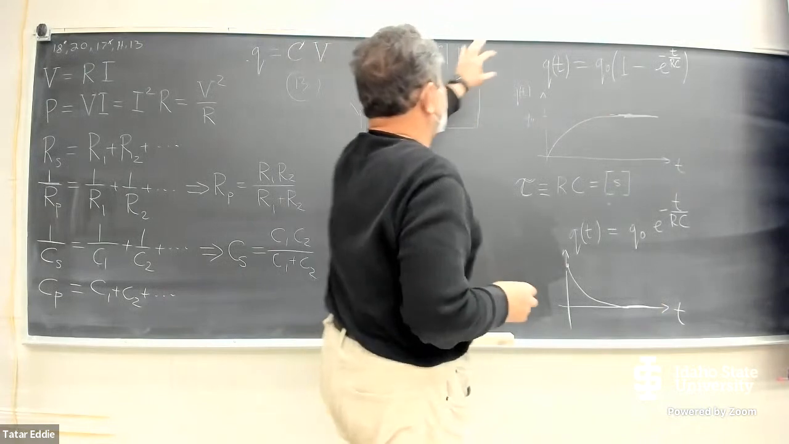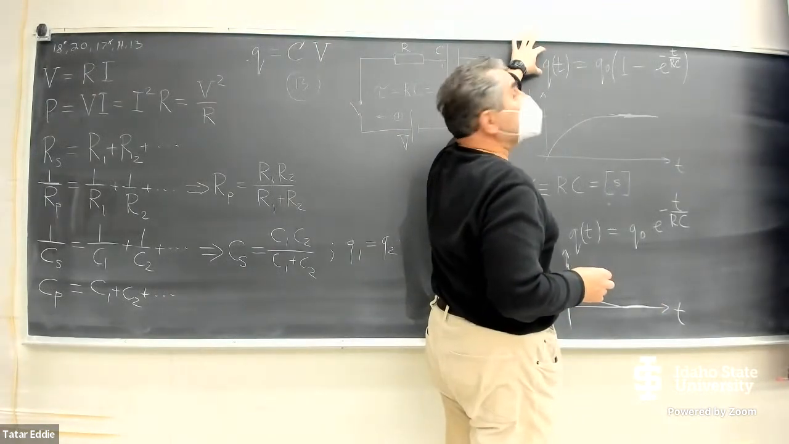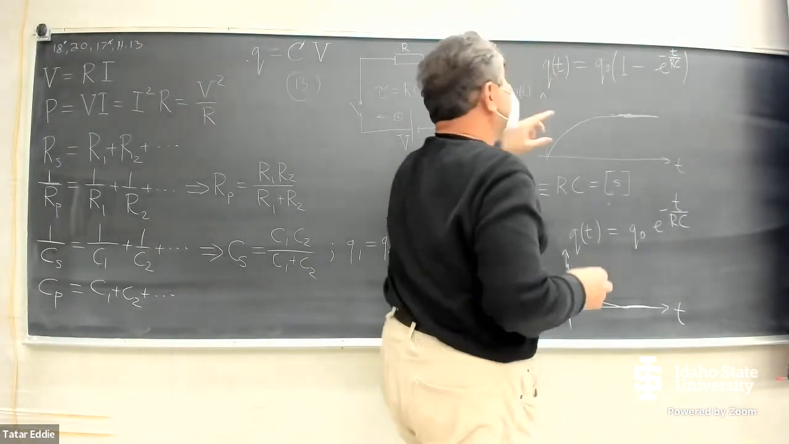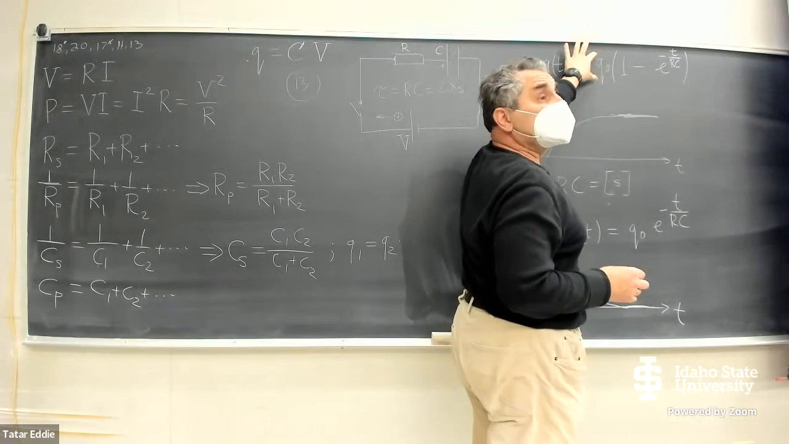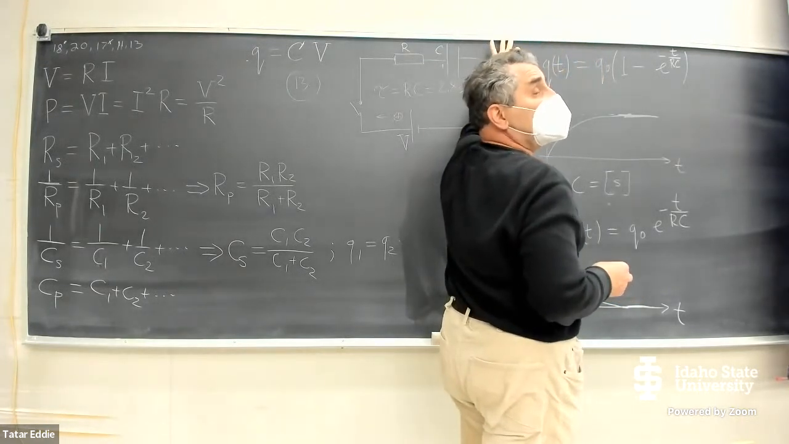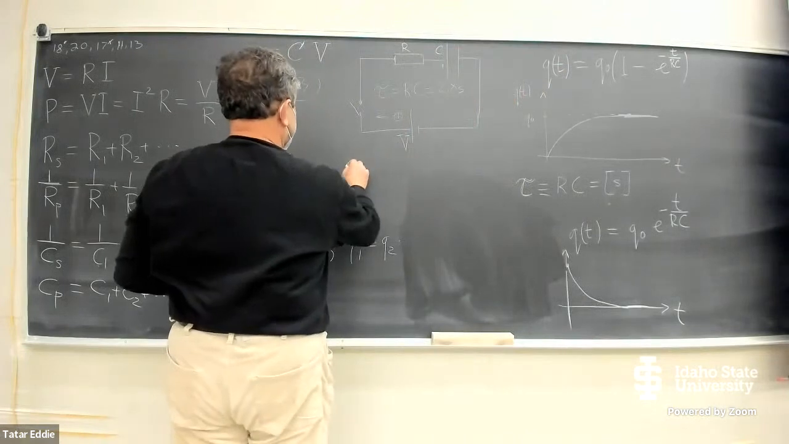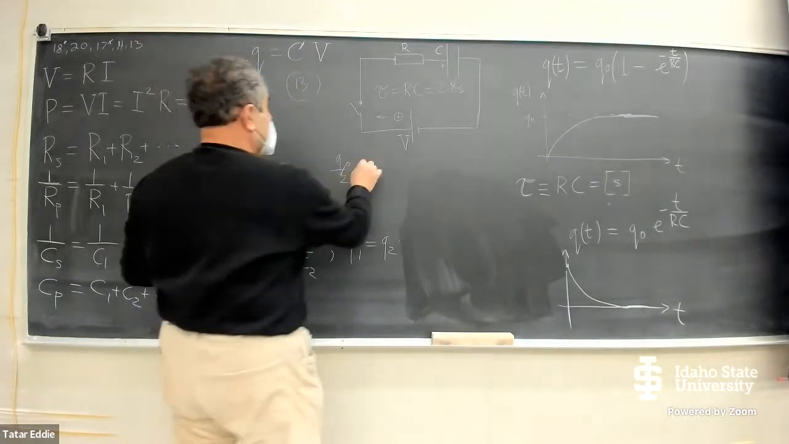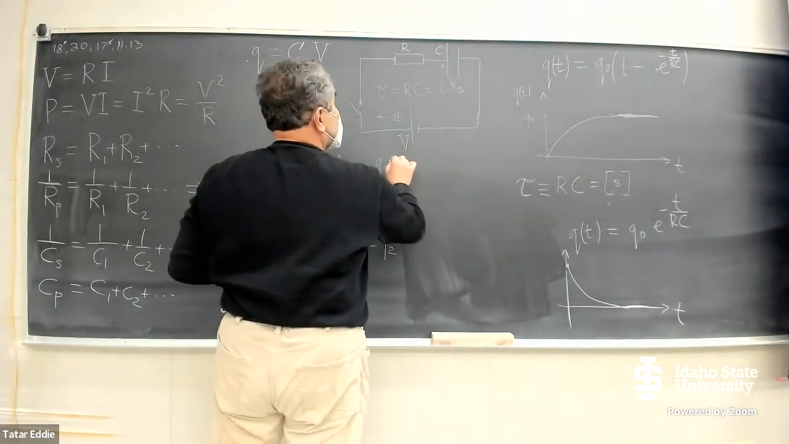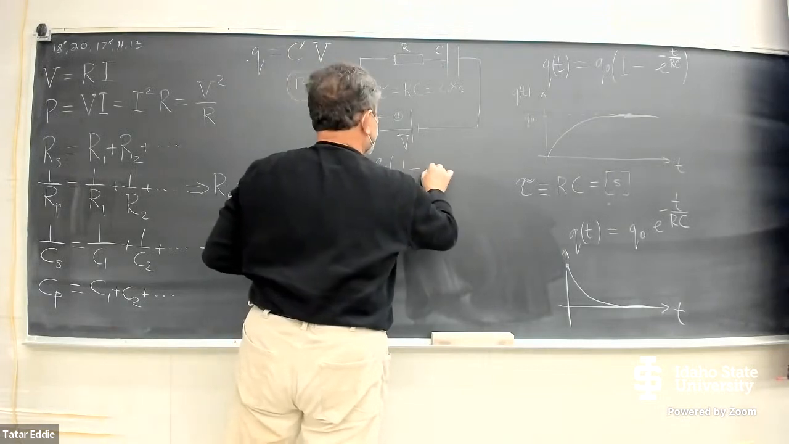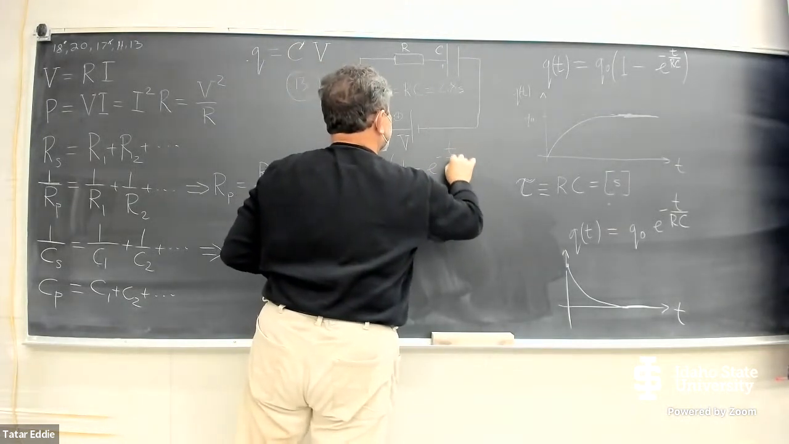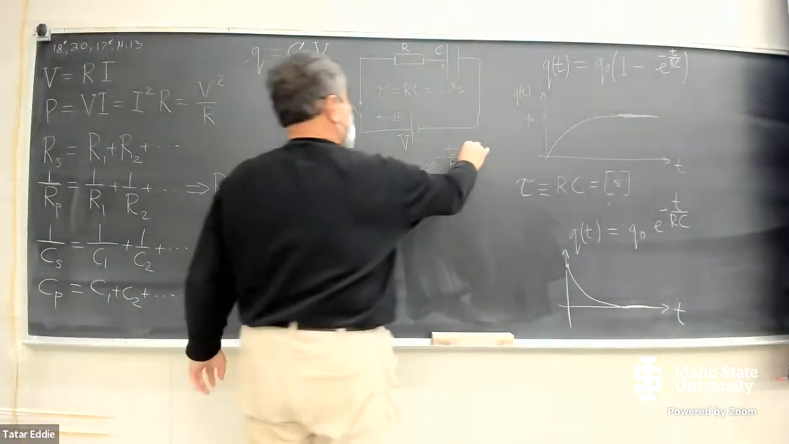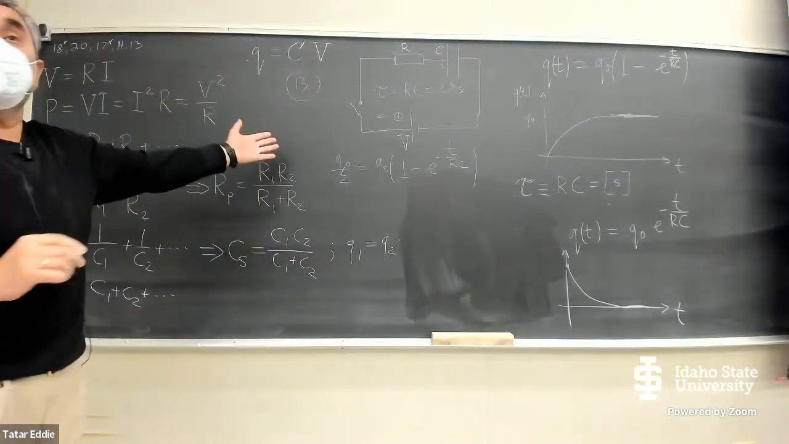So you want at the final moment of consideration the charge Q to be equal to half of Q naught. Q naught is the maximum value. You want 1/2 of Q naught is equal to Q naught times 1 minus e to negative t over RC, where RC again is equal to 2.8 seconds. And this is your equation.